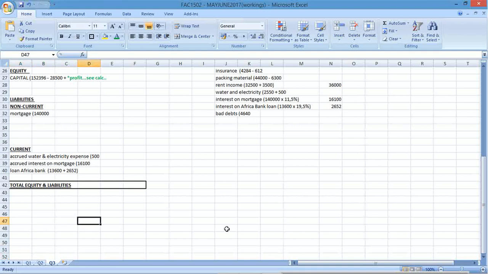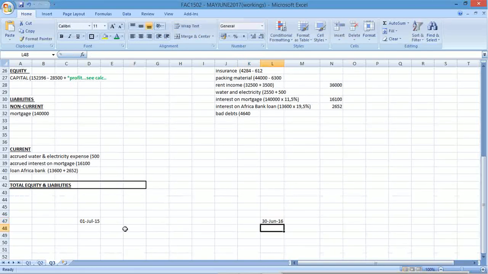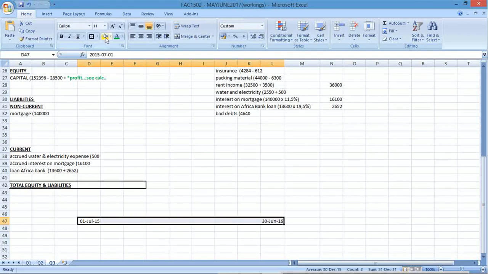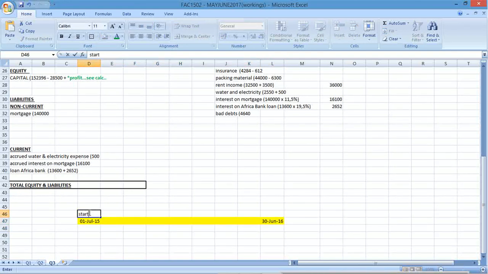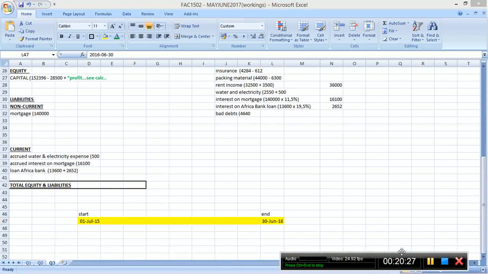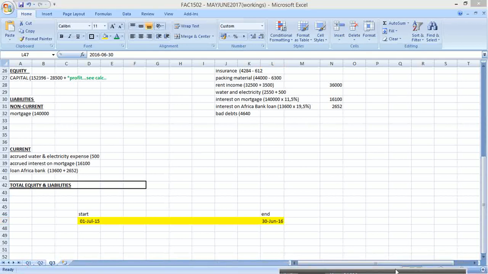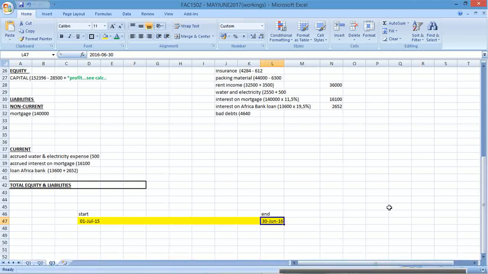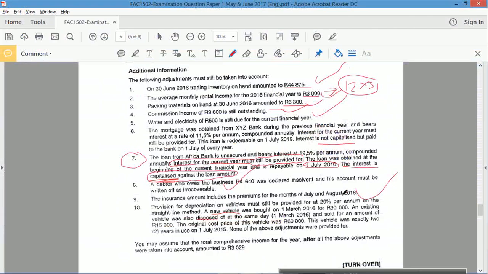Okay, so let's start. Beginning of the year was 1st of July 2015. End of the year was 30th of June 2016, right? That was the financial year. That's the start. That's the end. Is that okay? Right, so what date did they give you in the question? 1st of March. Yes. Okay, so when did I actually sell the asset?